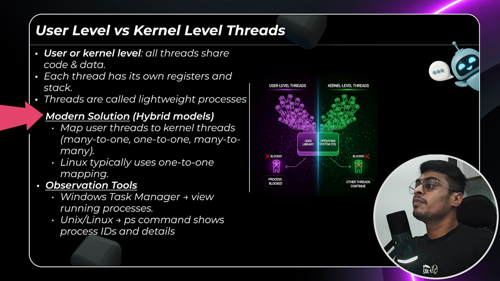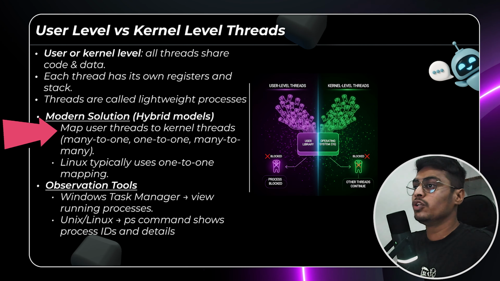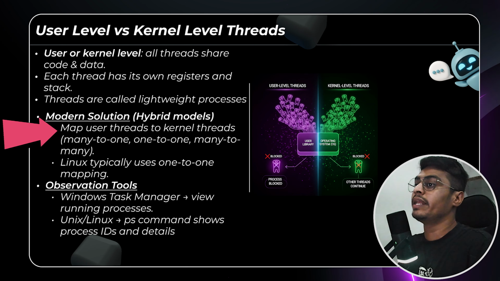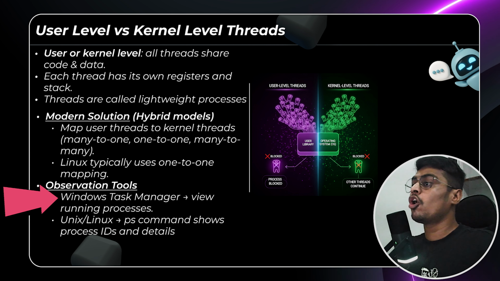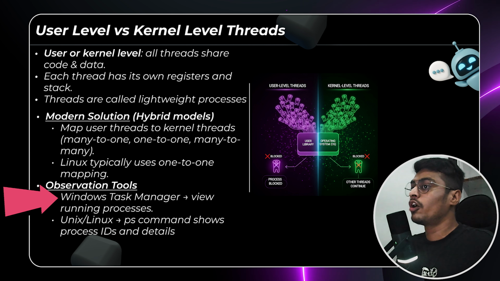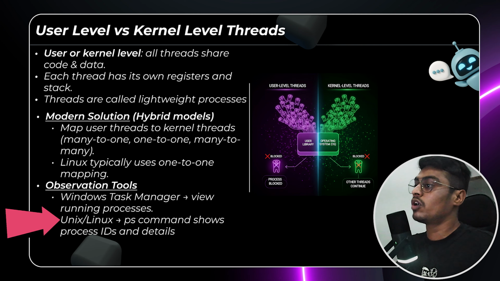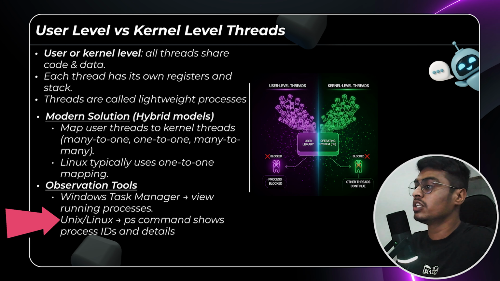The modern solution: in present systems, we use hybrid environments, mapping multiple user level threads to kernel level threads using models like many to one, one to many, or many to many. Linux typically uses one to one mapping. You can see all running processes in Windows Task Manager, or use the ps command in a Unix or Linux system to view process information including process ID and execution details.